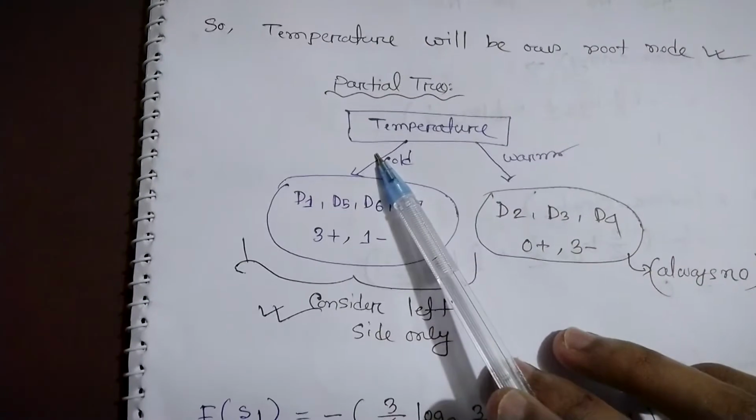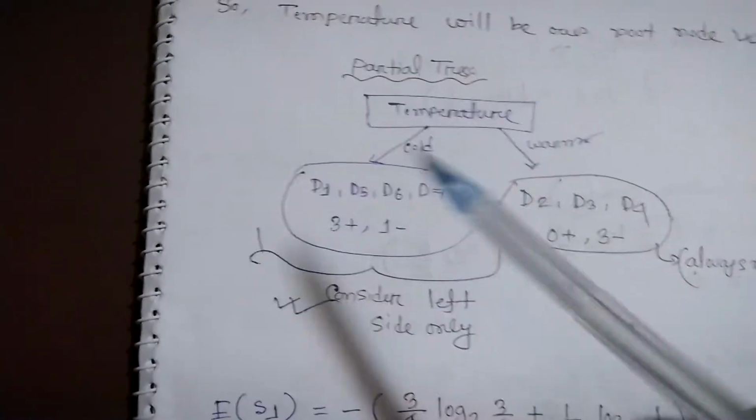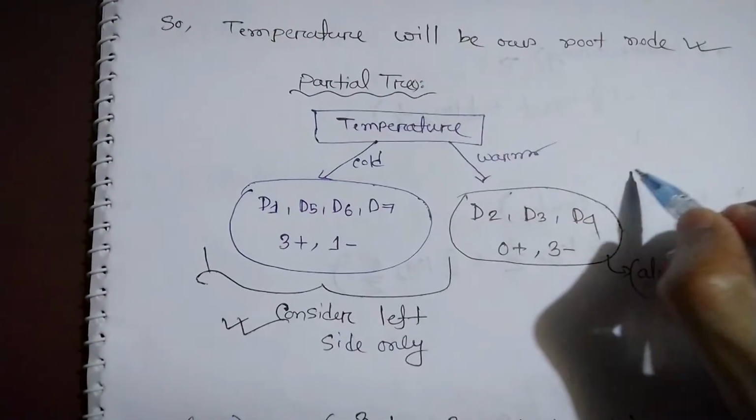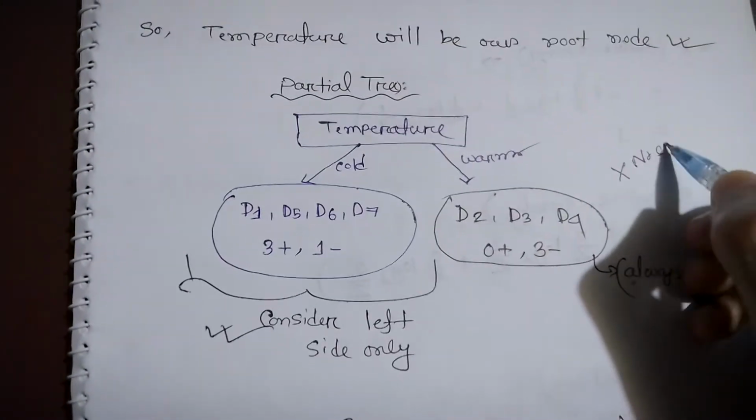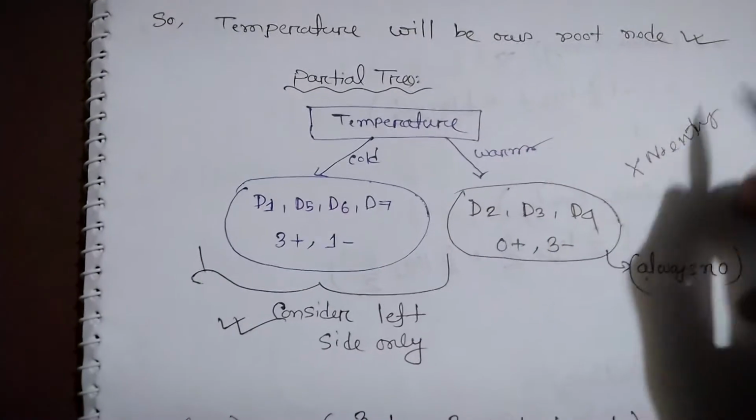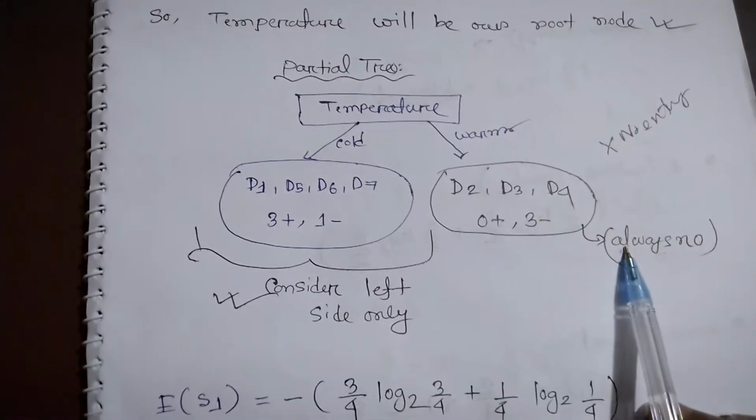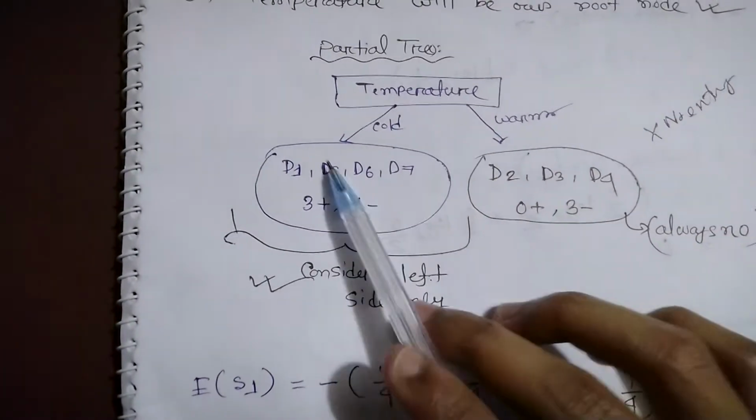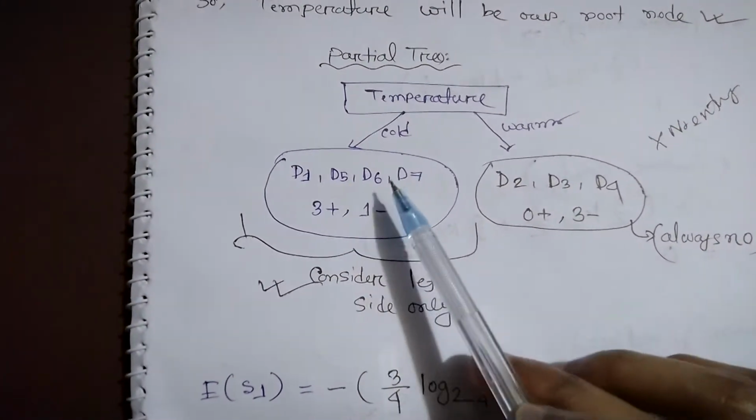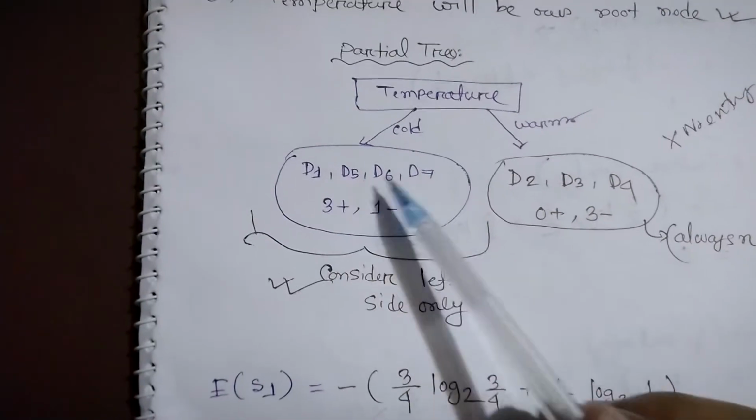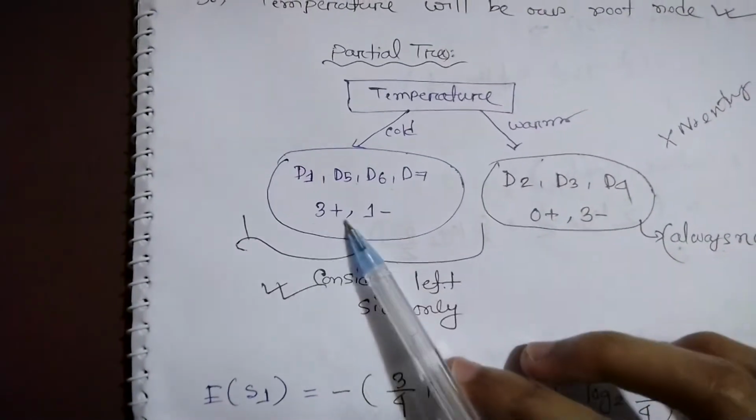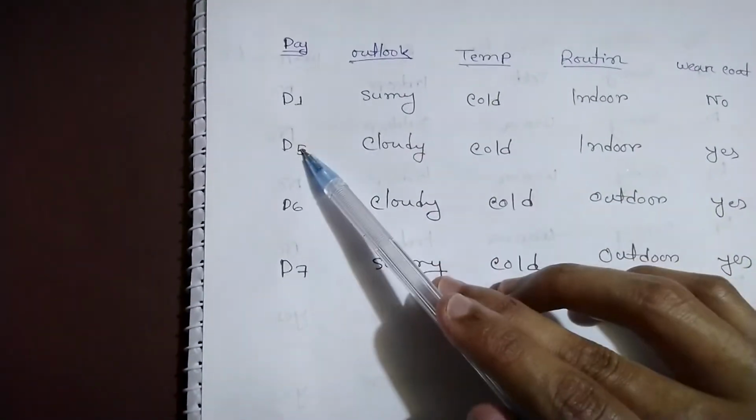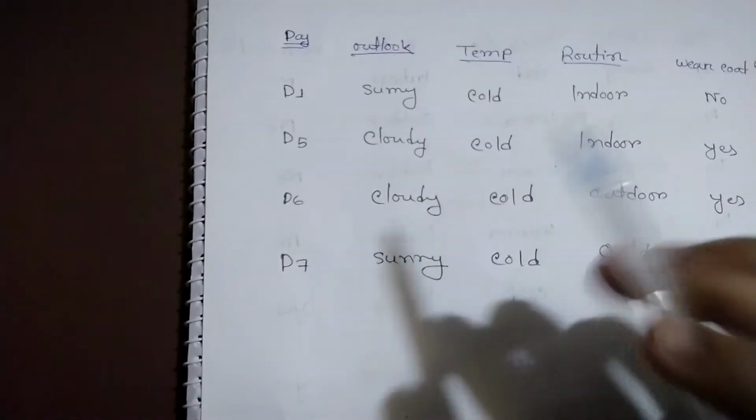But when the temperature is cold, then you need to calculate further. When the temperature is warm, there is no entropy here, so we do not need to worry about it, there is always a no answer. But we have to consider the cold side, which is D1, D5, D6, D7, which is index 1, 5, 6 and 7. And out of them, 3 of them are positive and 1 of them is negative. So let's find this. D1, 5, 6 and 7. This is our new data set.